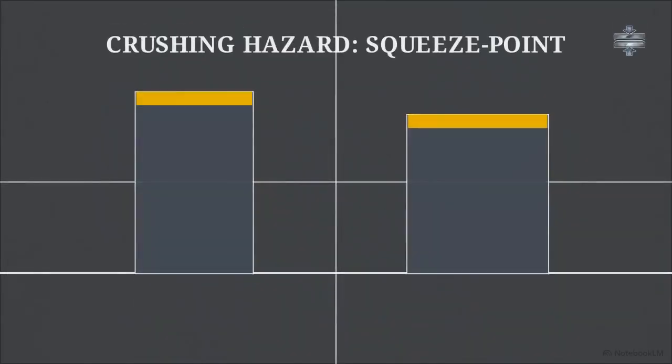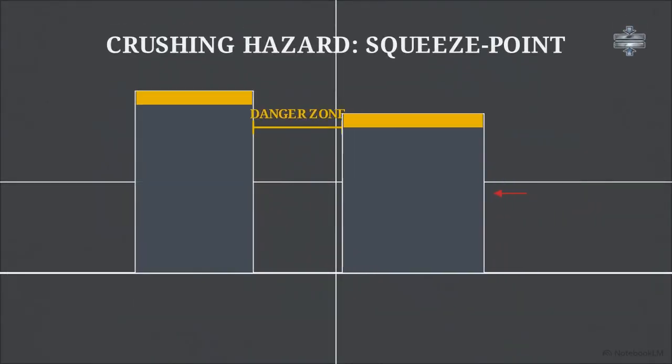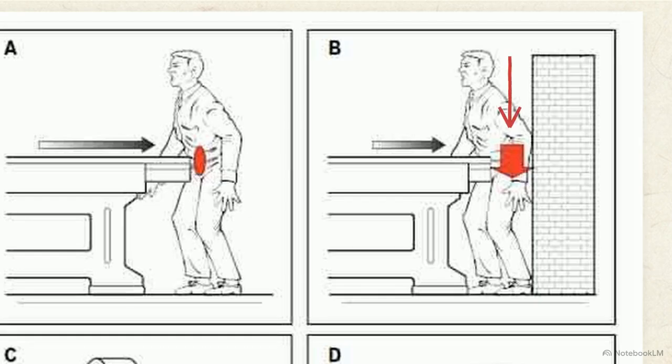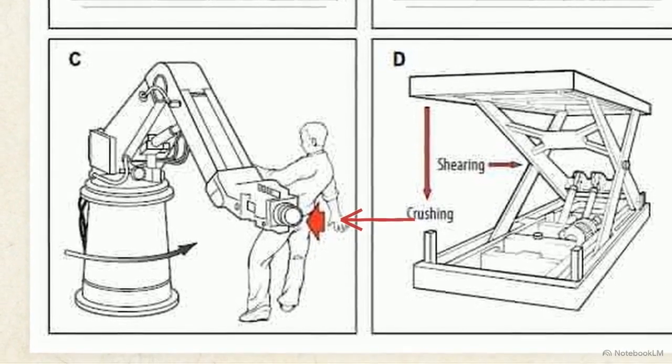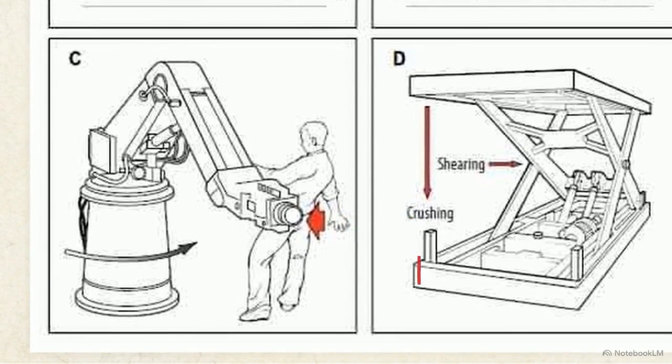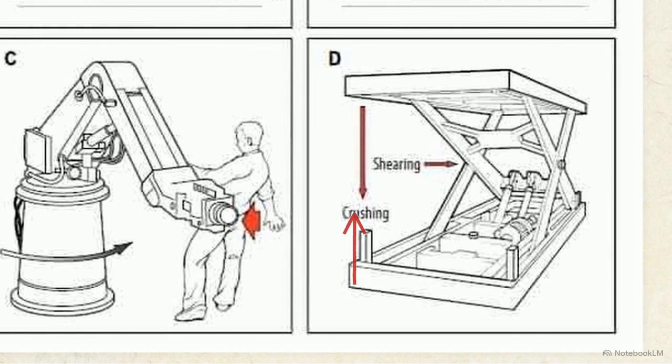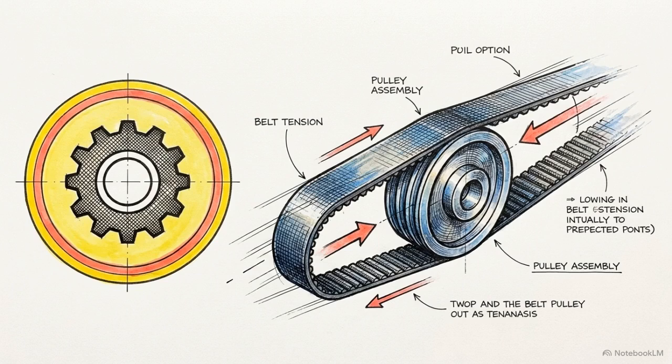The first major category is crushing, which occurs anytime two hard surfaces progressively move together. This diagram illustrates a squeeze point. It happens when linear motion pushes an object against a fixed surface. You see this constantly, like an automated robotic arm or a descending scissor lift, creating zones where heavy force intersects with static walls. The second crushing subtype relies on rotary motion.